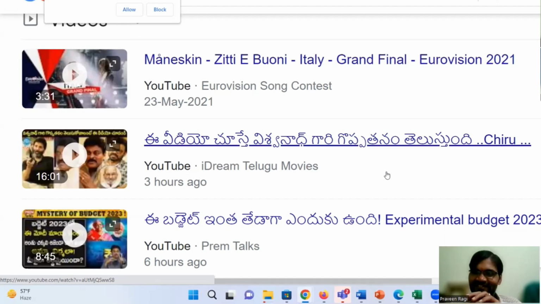Yes, Vishwanath Garu's greatness. Exactly. Perfect. Okay, let's go to the next sentence.